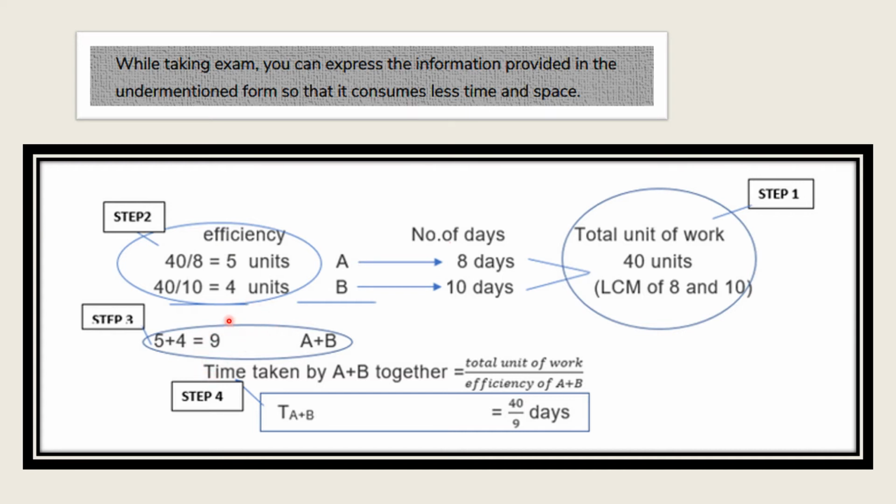That comes around 9. Now in step 4 we will remove the time taken by A and B together. So in step 4 it comes to be step 1 divided by step 3, that is 40 by 9 days. So in this way you can remember this kind of questions easily.